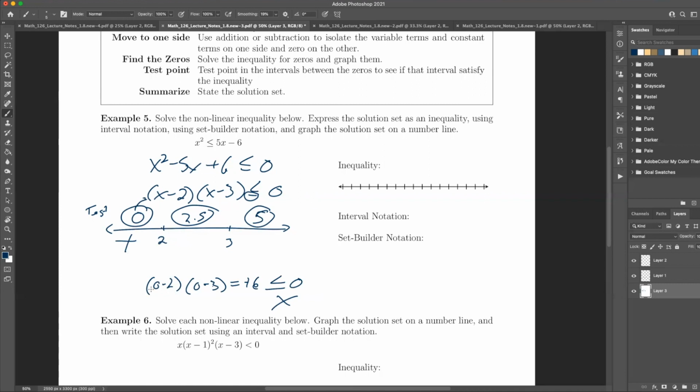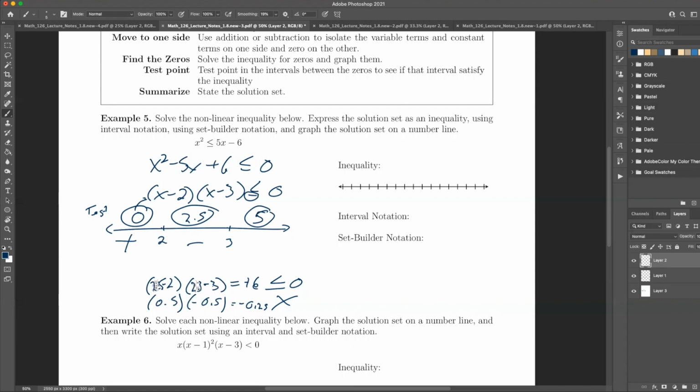If I have 2.5, here we're just going to swap this out in our calculations for 2.5 and 2.5. Well, 2.5 minus 2 is positive 0.5. This becomes negative 0.5. Positive 0.5 times negative 0.5 is negative 0.25. Well, that's negative, right? And that is less than 0, so that's good.